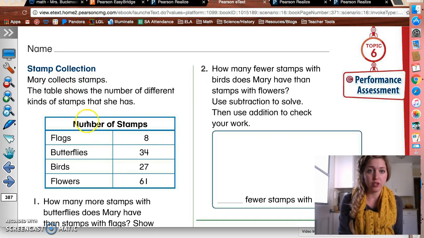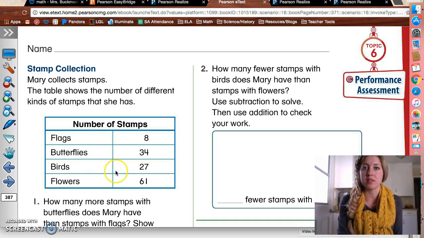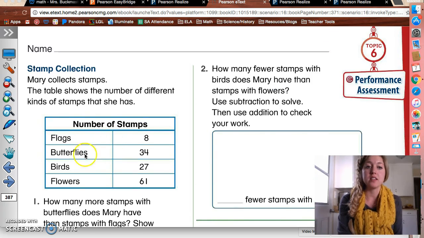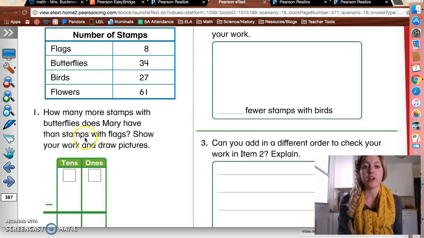The table shows the number of different kinds of stamps that she has. So review this table, see what information it's giving you, and then you're going to solve the next 3 problems based on the information you have in this table. So these 3 are kind of like part A, part B, and part C.